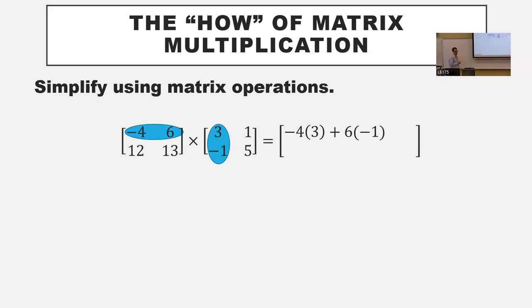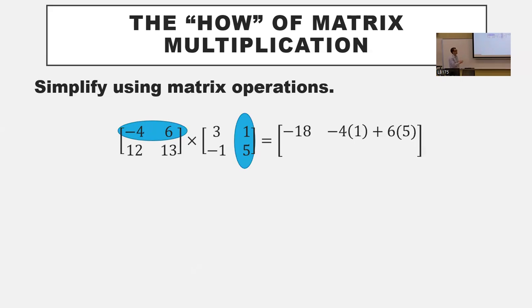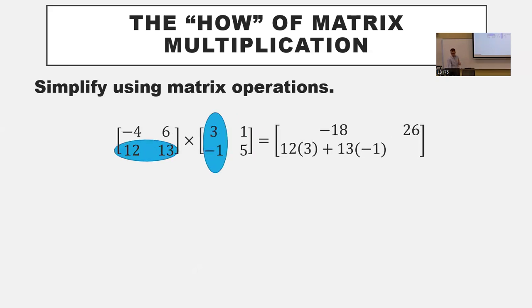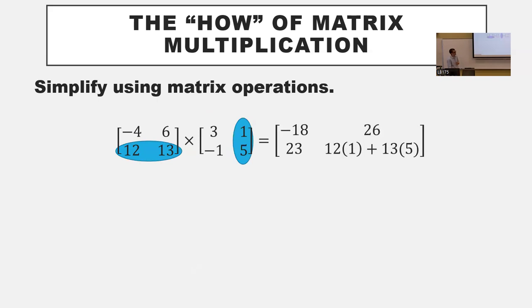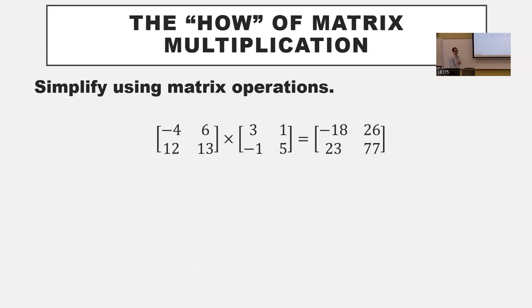If we did row 1, column 1, then we'd be in the row 1, column 1 entry of the resulting matrix. If we multiplied row 1 times column 2, we'd be in the 1, 2 entry of the resulting matrix. If we did row 2, column 1, we'd be in the 2, 1 entry. And same thing, row 2, column 2 would be in the 2, 2 entry of the resulting matrix. So that's the one we did last time. And we ended up getting that result.